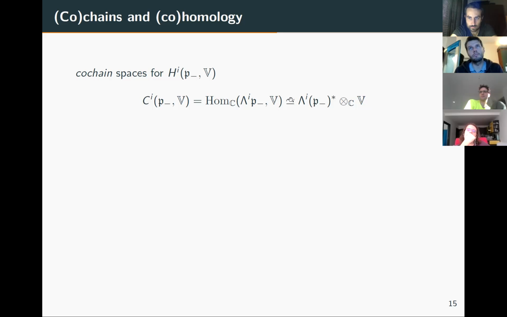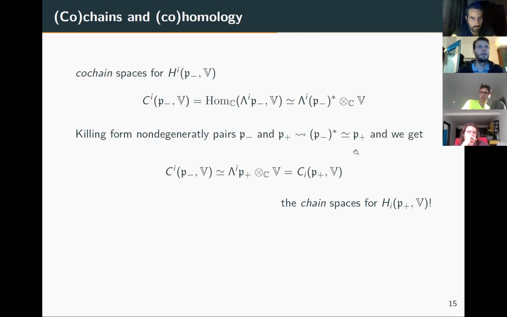And there is this natural isomorphism from the wedge of P minus dual tensor with the module. As I mentioned a little while ago, the Killing form pairs everything in P minus non-degenerately with something in P plus. So this P minus dual is actually P plus. And so this cochain space for Chevalley-Eilenberg cohomology of P minus is naturally isomorphic, using this Killing form, to the wedge of P plus tensored with V. And that's actually the chain space for Chevalley-Eilenberg homology of P plus with values in V.